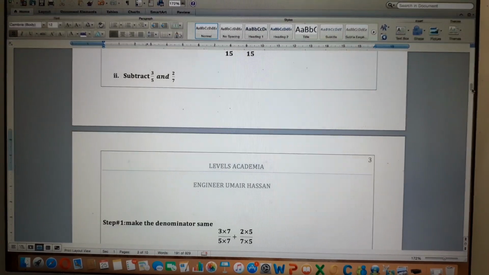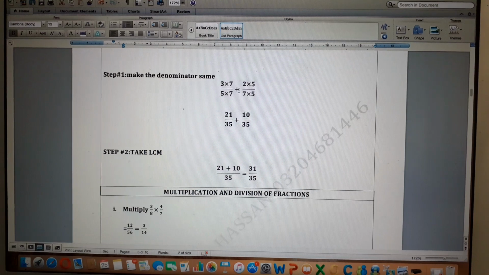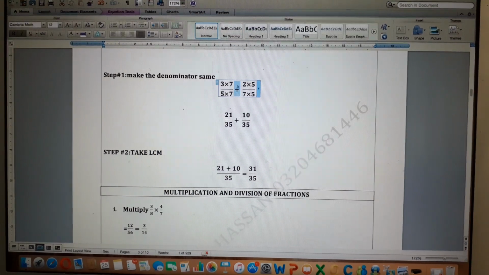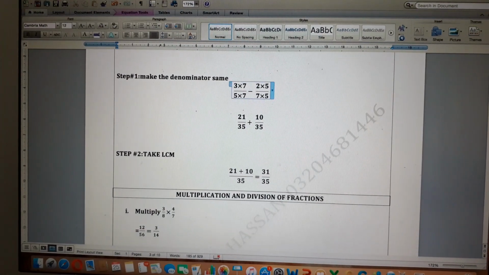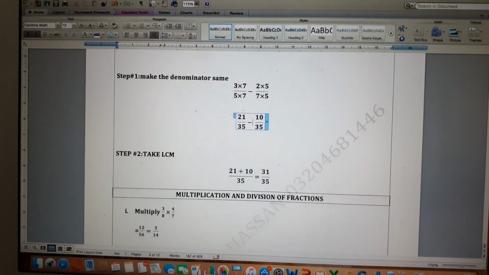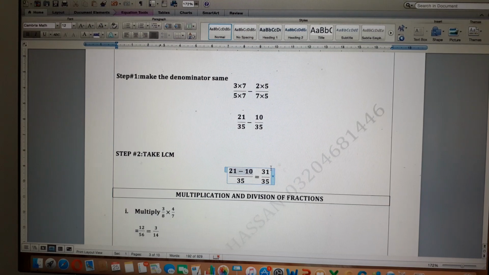Now we are performing the subtraction over here, so I have to correct this: it is a subtraction. Perform the correction and subtract here. When you subtract 21 minus 10, you will get 11 over 35 as your answer.